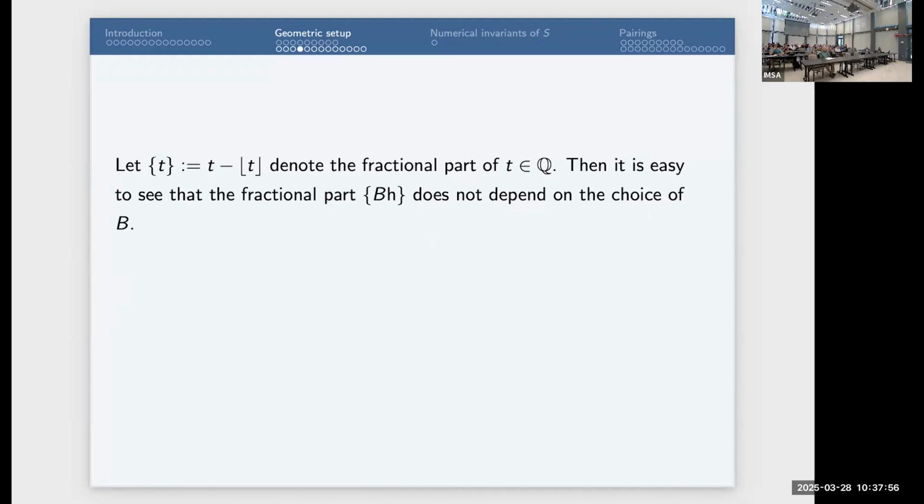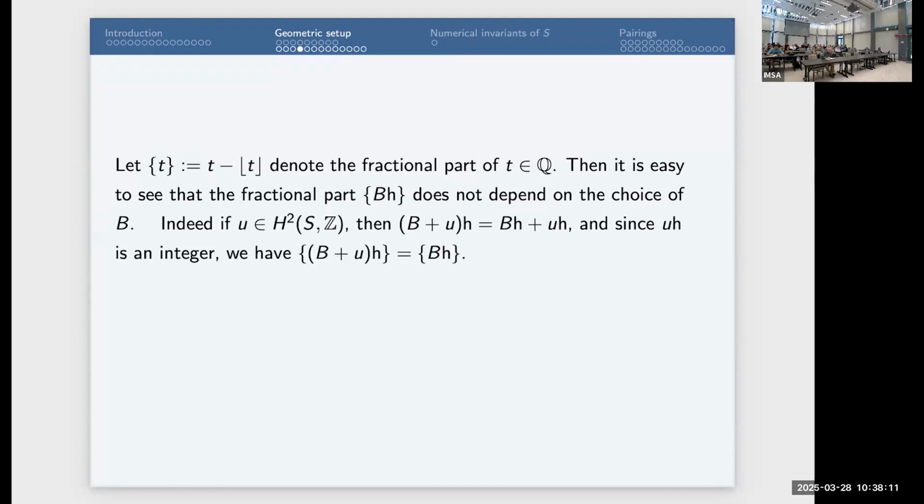So that raises the fractional part: for a number p, the fractional part is p minus its floor. It's easy to see that the fractional part of the intersection of B with H is well defined. Indeed, we just check that if you change B by anything that's allowed, by a different integral class, the fractional part will not change, but the intersection value will change by an integer.